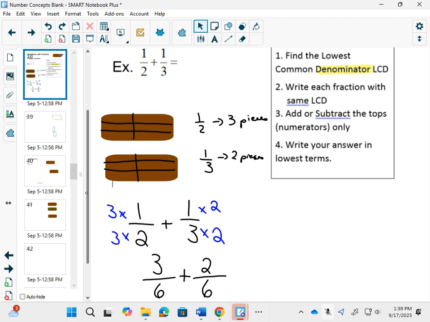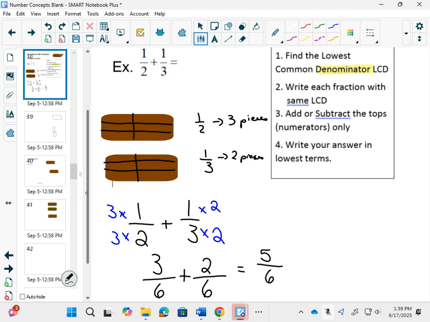But if I make the sizes the same, now I have 3 pieces of size 6 plus another 2 pieces of size 6. I'm going to have 5 pieces, which you said, and the pieces are of size 6. So the answer to this will be 5/6.